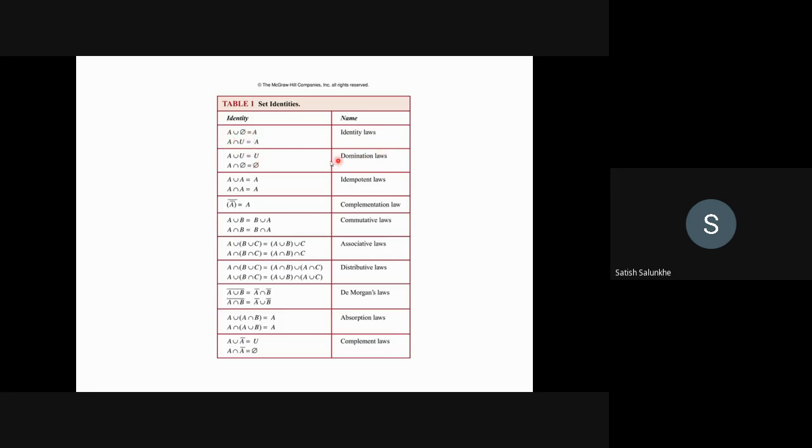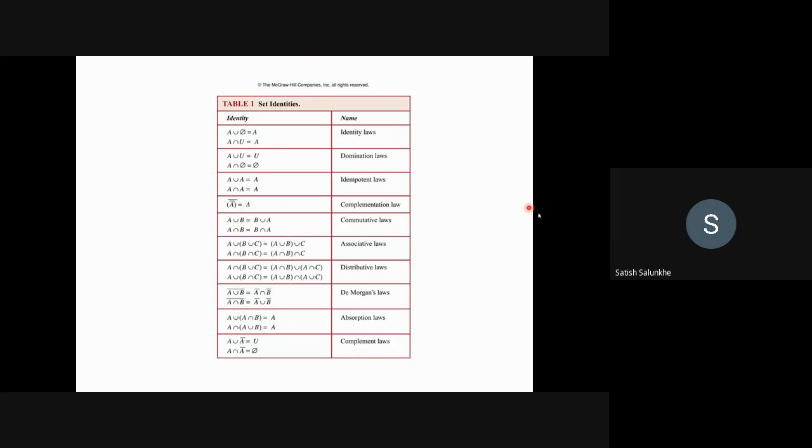Similarly, domination law is nothing but the operation with the universal set and null set so that we will get the universal set and null set. That is the domination law. Idempotent law: if we perform the operation with the set itself, what exactly do we get? Then the double complementation law.